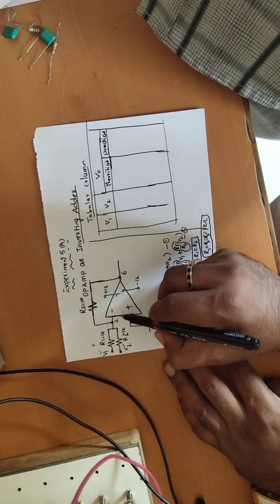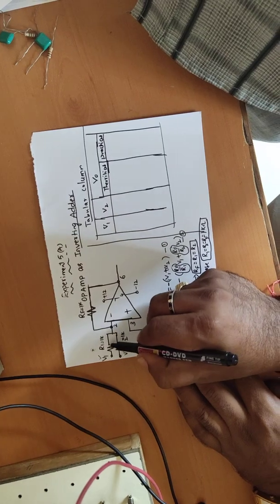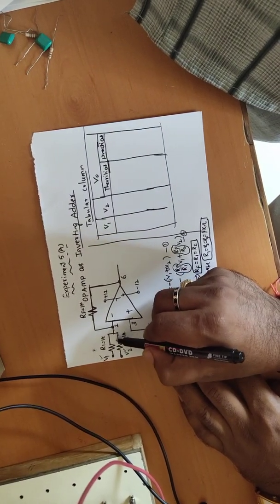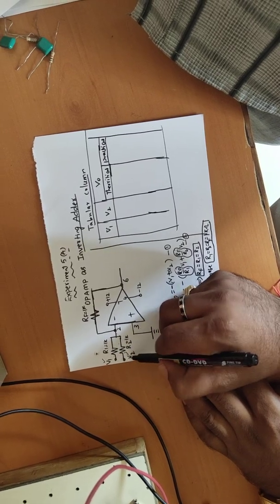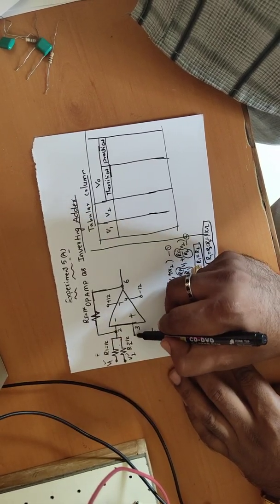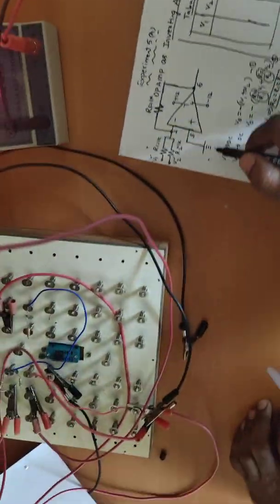So in the circuit diagram you can see the feedback resistor is connected between pin number 2 and pin number 6 and the input resistors are connected at pin number 2. So we require two input resistors, one to connect V1, other one to connect V2, and pin number 3 is grounded. So we will make the connections in the springboard.